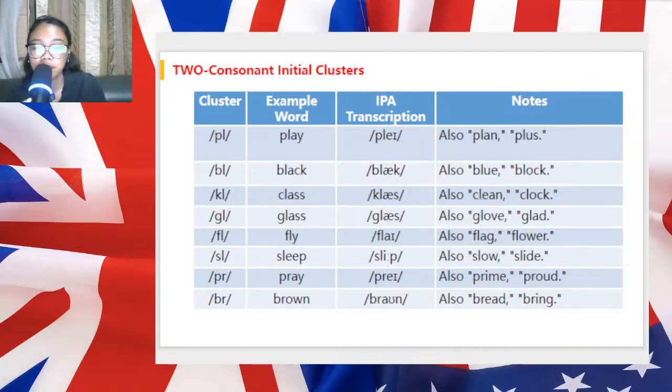We are going to shift our focus to the R clusters, because earlier we focused on the L clusters. Now it's time for the R clusters, okay? So, where am I? Pr.